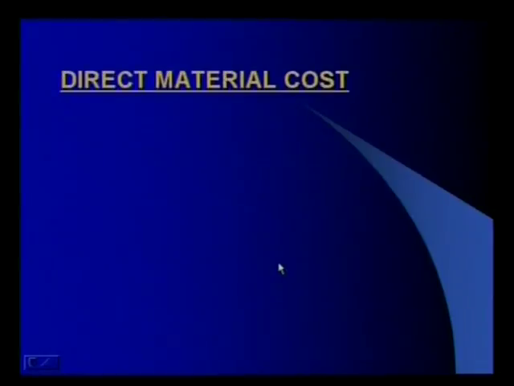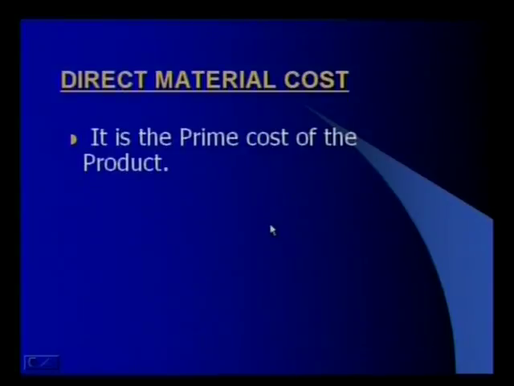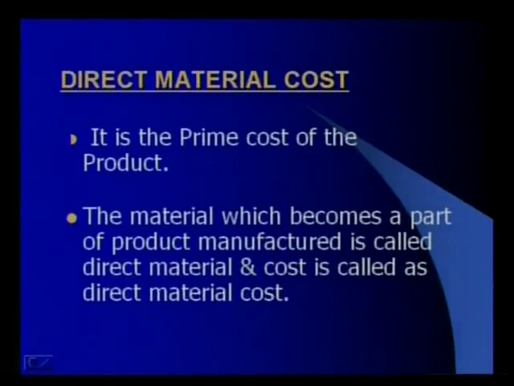Okay. Next we will see in detail what is actually direct material cost. It is the prime cost of a product. In the manufacturing of any product, the direct material cost is the major cost of the product. The definition is: the material which becomes a part of the product manufactured is called direct material, and the cost incurred for that direct material is called direct material cost.